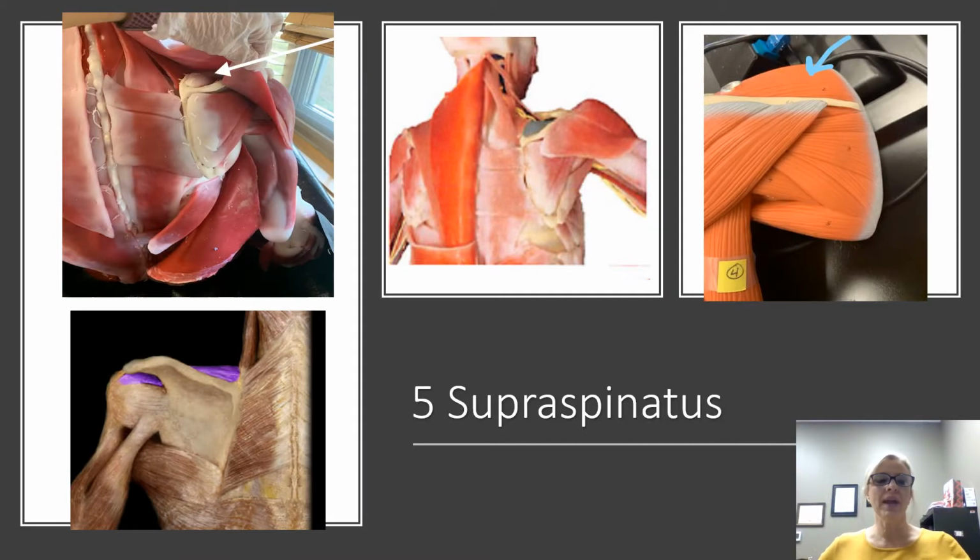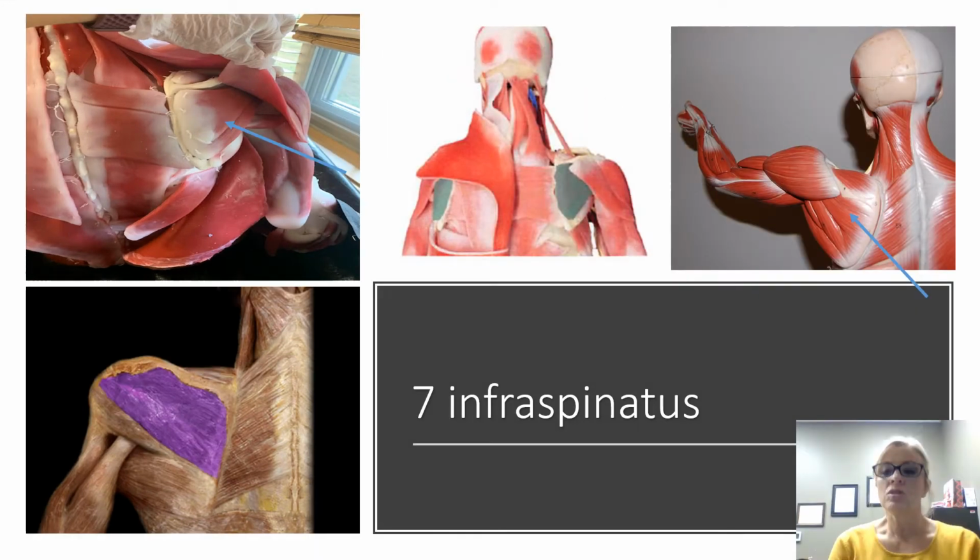All right, next here we have the supraspinatus, supra meaning above. So this is the above-the-spine muscle, okay? And it means the spine of the scapula there. It is going to abduct the arm, and it actually is the muscle that will initiate abduction. So here we have the infraspinatus. This means below the spine, and it is going to laterally rotate the arm. It is much larger. It's pretty easy to see here.